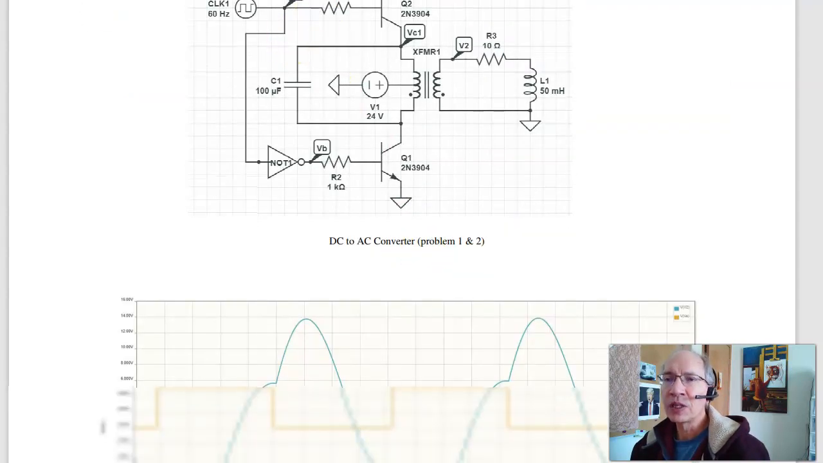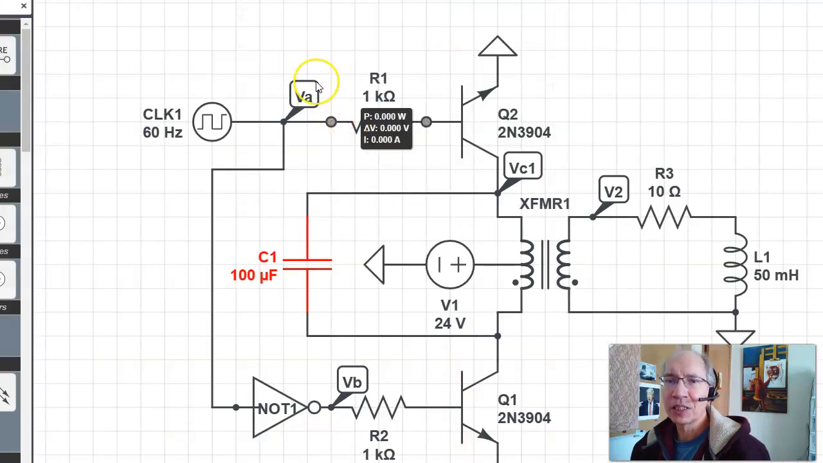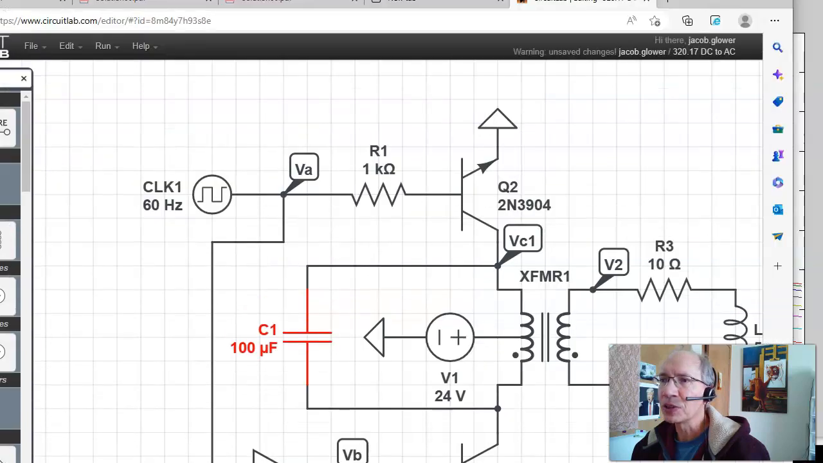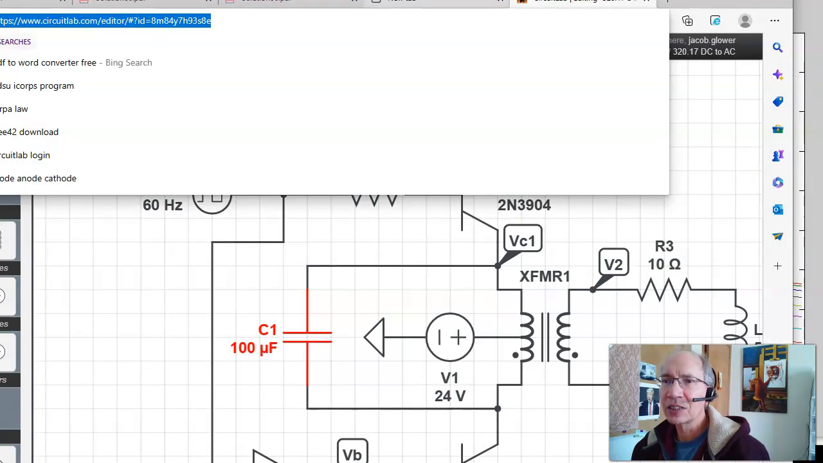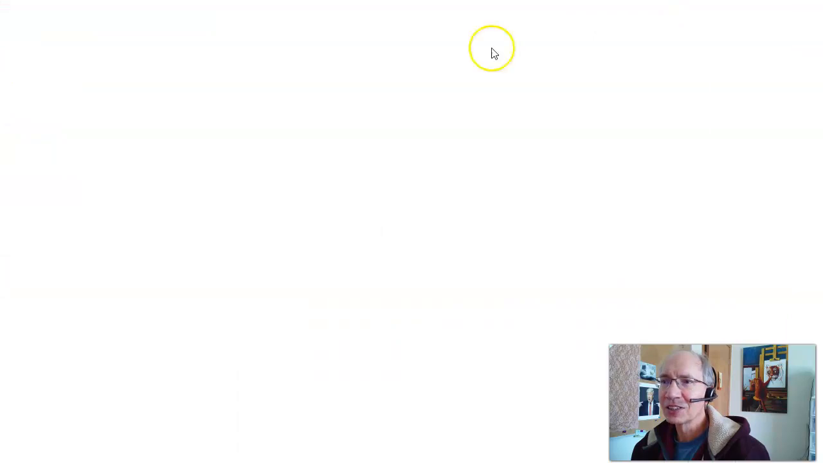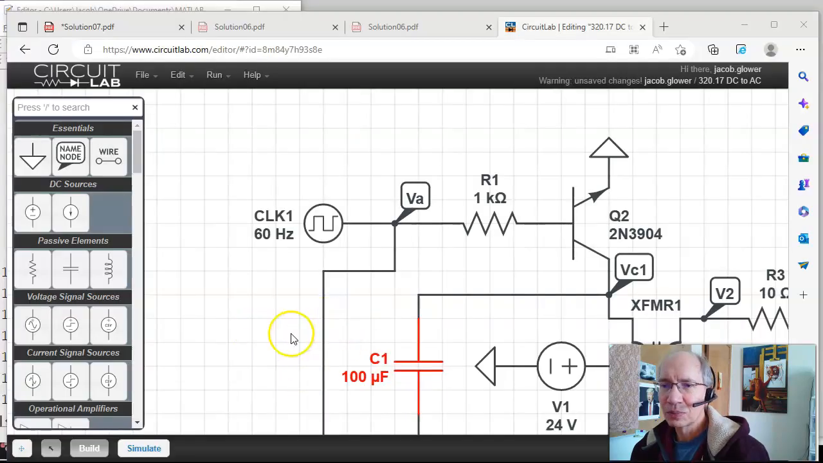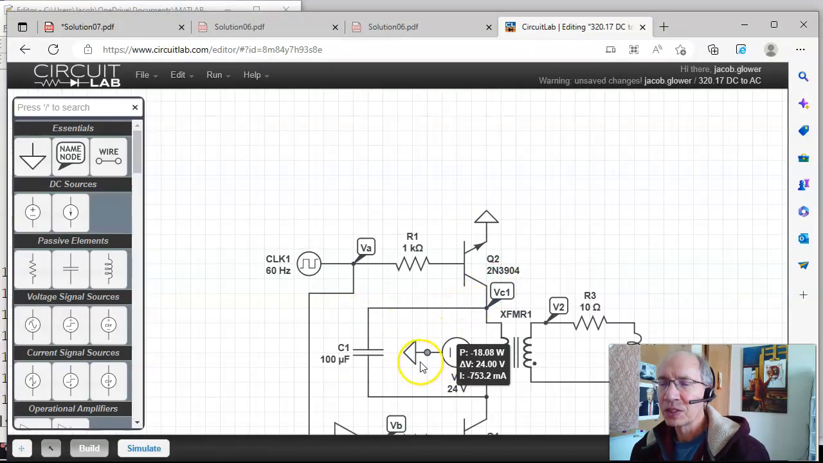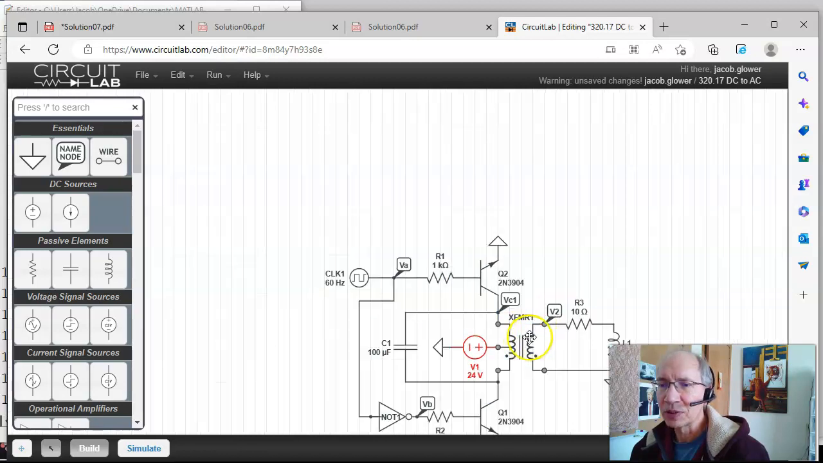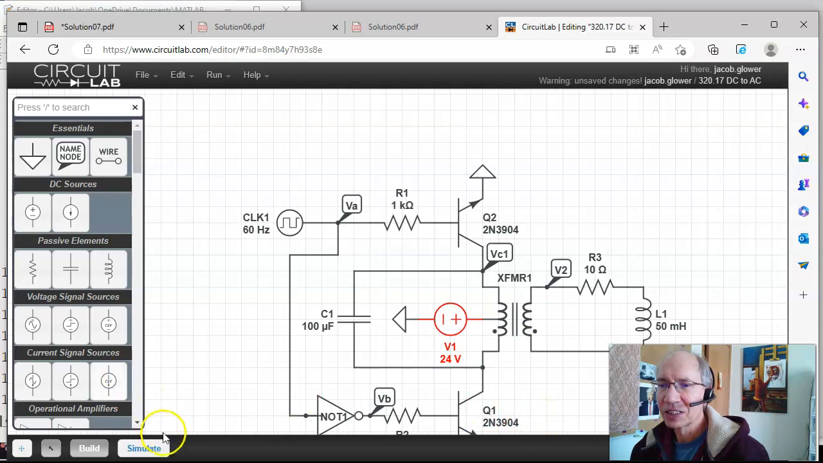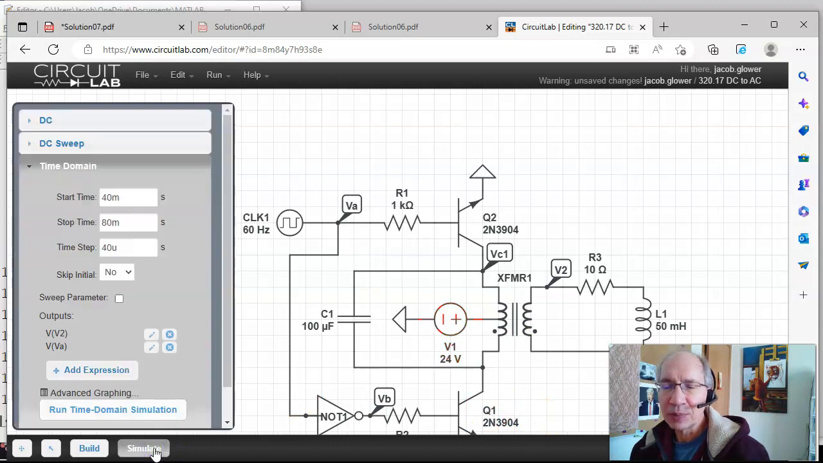Well, if I go into Circuit Lab, here's the circuit in Circuit Lab. Let's shrink this down a little bit so you can see it. Okay, there, it shrunk the screen down. So you can draw the circuit in Circuit Lab, and then go under Simulate.